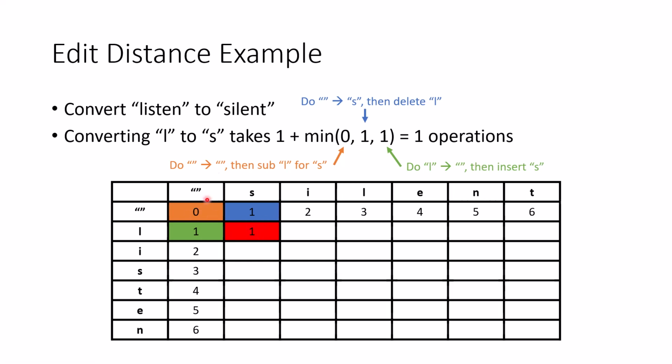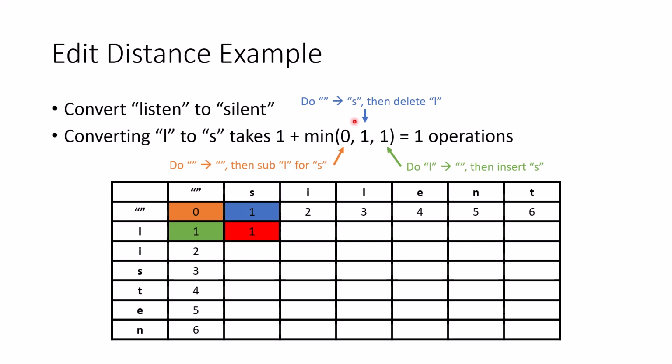So for substitution, this corresponds to going from nothing to nothing. So remember, the first A minus 1 characters of X and the first B minus 1 characters of Y. And then we're going to substitute the term L for S. Okay, so that's going to be 0 operations, which we're going to add to the 1.